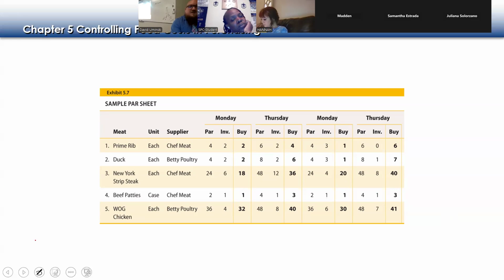And so what we do is let's look at this prime rib for right now. My par is 4 on Mondays, and in inventory, I have 2. So that means I'm only going to buy 2, because the goal is when that truck drives away, I'm up to par. On Thursdays, my par is set at 6. I subtract the 2 that I have in inventory again, and then I buy 4 to get me back up to par. Okay, let's look at the next example.